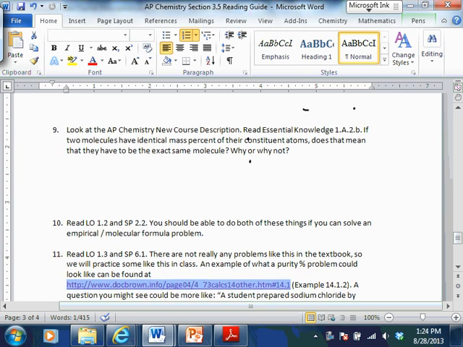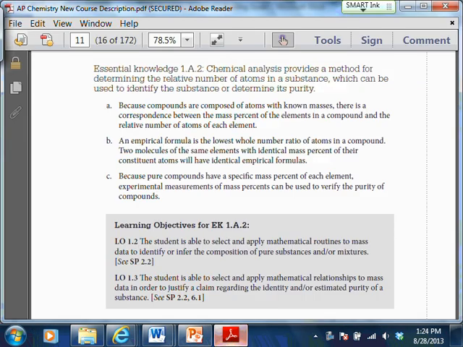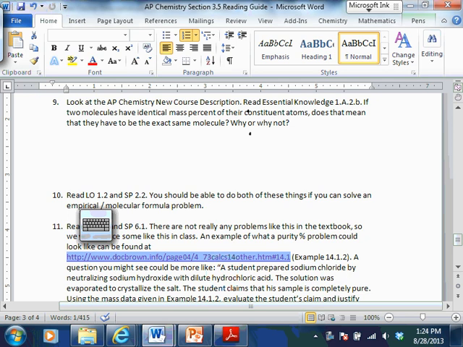So, all right, just a couple things to look at here. On the course description, an empirical formula is the lowest whole number ratio of atoms in a compound. Two molecules of the same elements with identical mass percent will have identical empirical formulas, okay? So if their mass percentages are the same, they'll have identical empirical formulas. But the question here is, just because they have the same empirical formula, does that mean they have to be the exact same molecule?